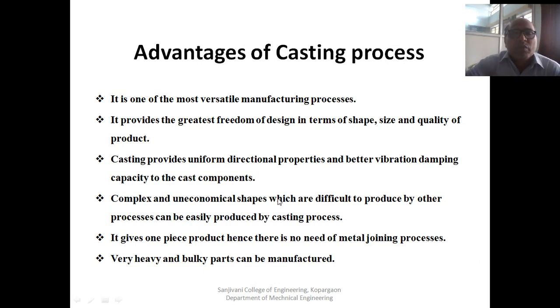It is one of the most versatile manufacturing processes. It provides the greatest freedom of design in terms of shape, size and quality of the product. Casting provides uniform directional properties and better vibration damping capacity to the cast component. Complex and uneconomical shapes which are difficult to produce by other processes can be easily produced by the casting process. It gives a one-piece product, hence there is no need of a metal joining process. Very heavy and bulky parts can be manufactured by casting. These are the advantages. So we must read about these. We should know the various manufacturing aspects and advantages of this casting process.